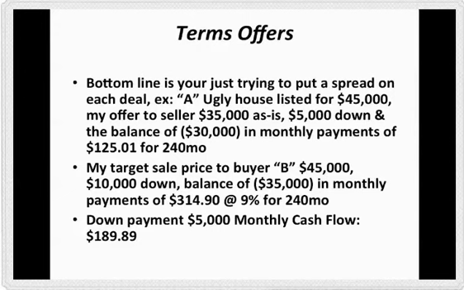So for example here, there's an ugly house listed for $45,000, and my offer to the seller is $35,000. We're going to take this property as is because we're not going to do anything in repair. $5,000 down and the balance of $30,000 in monthly payments of $125.01 for 240 months. Okay? So this is the first side of the transaction. This is the A side of the transaction. So let's assume the offer gets accepted, and this is what the terms are for the first offer.